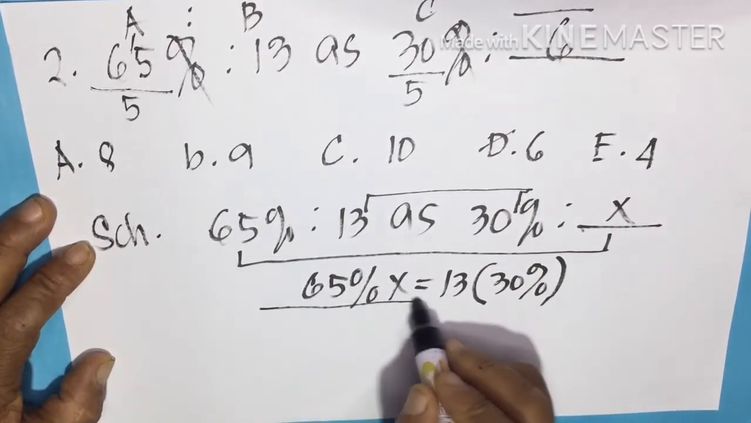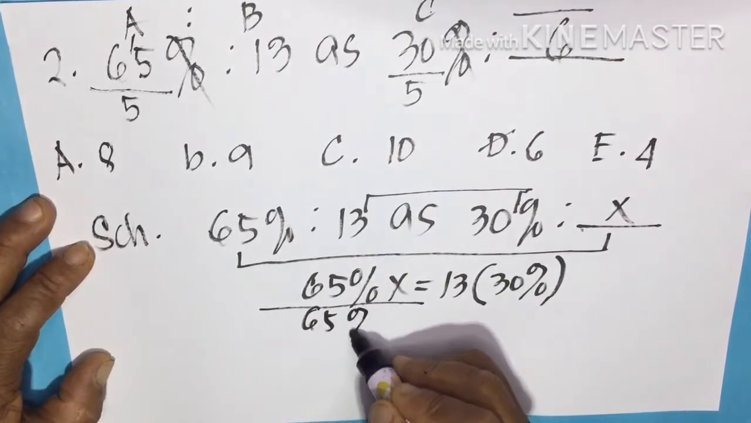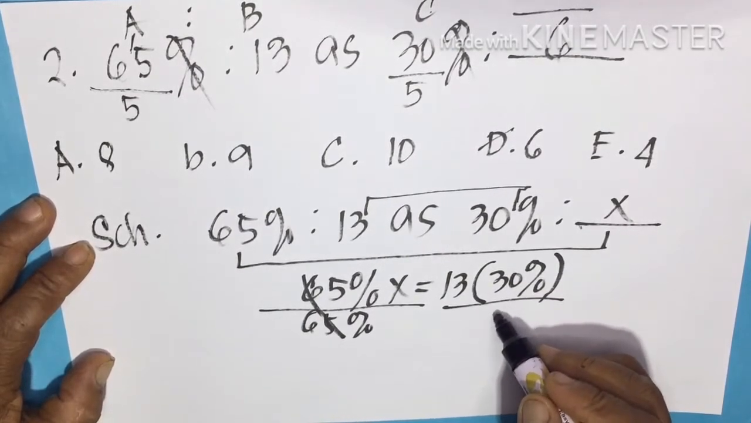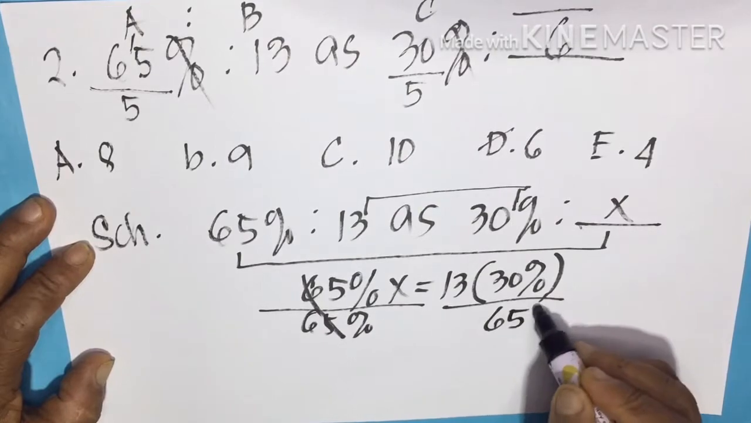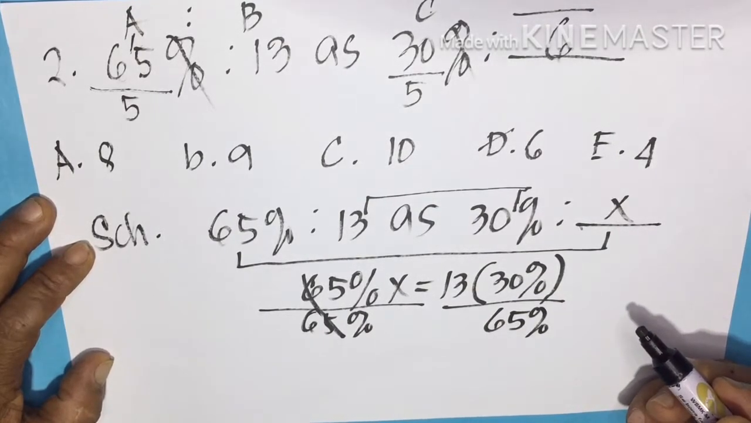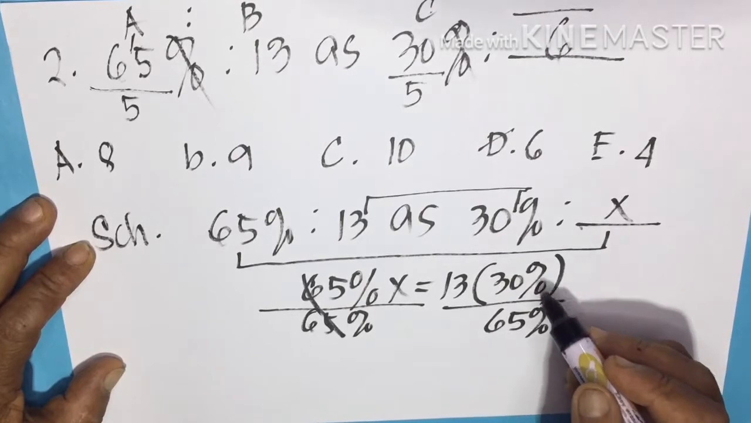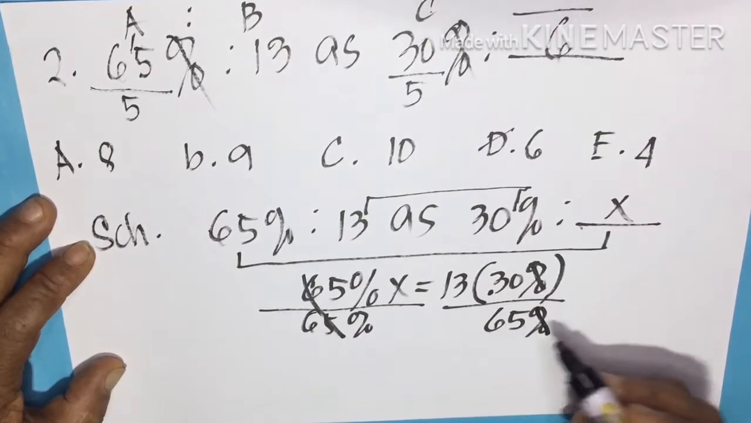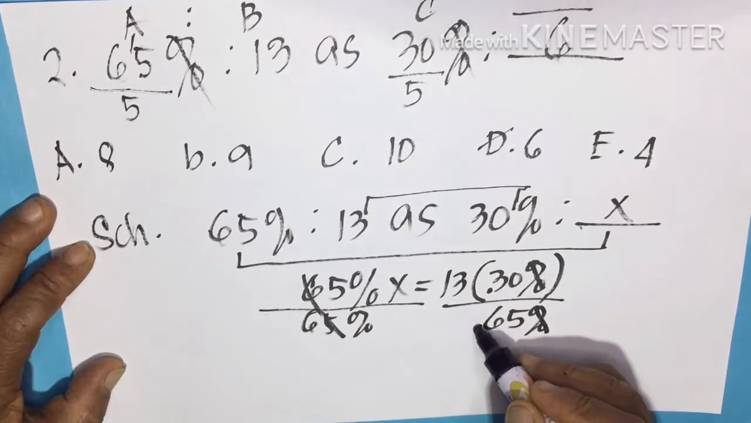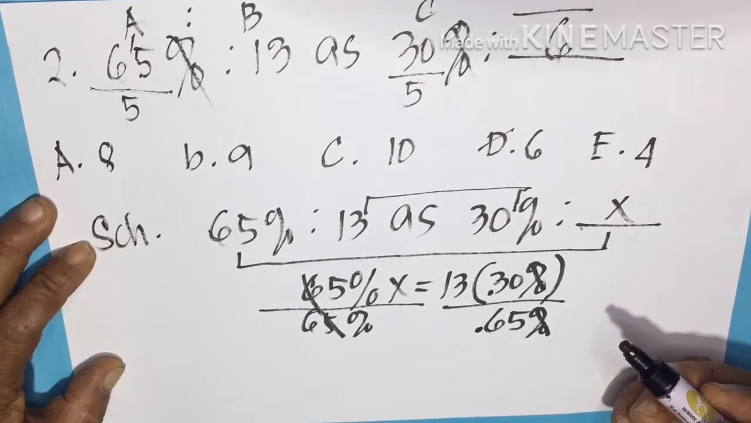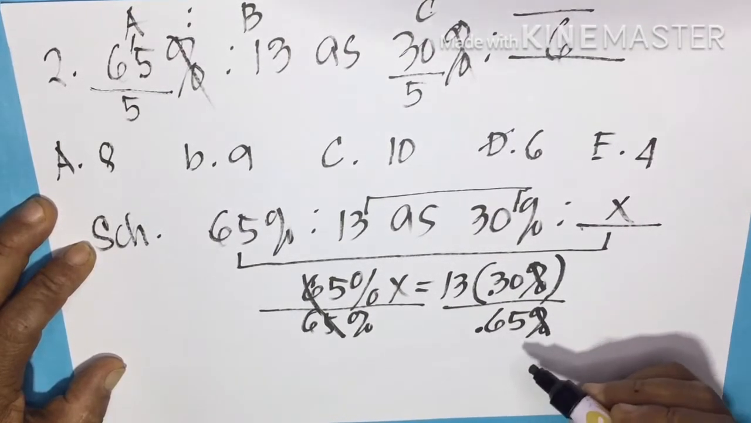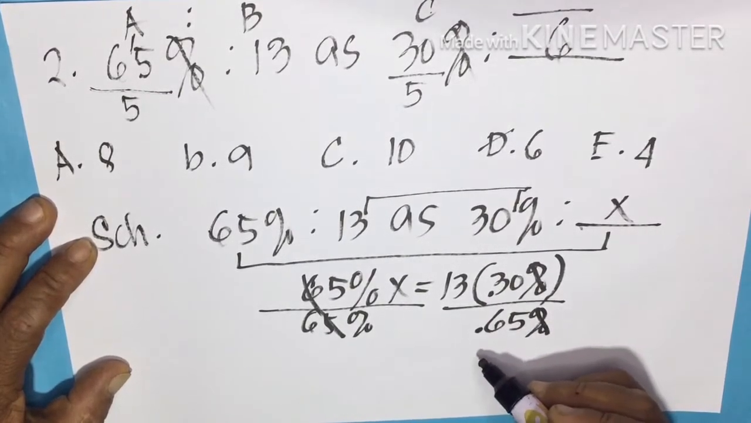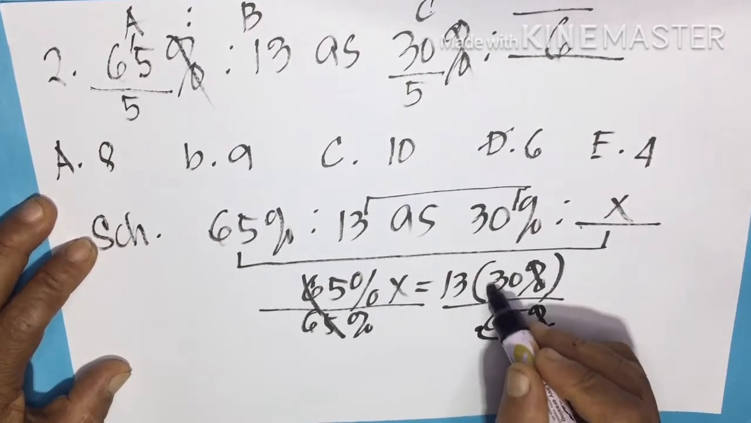To get your X, you are going to divide by 65% to cancel it out and move it to the other side as your denominator, 65%. So this percent, cancel percent, move the decimal point twice to the left. So it is already a decimal. Our denominator is not a whole number, so we are going to make a whole number by moving our decimal point twice to the right.